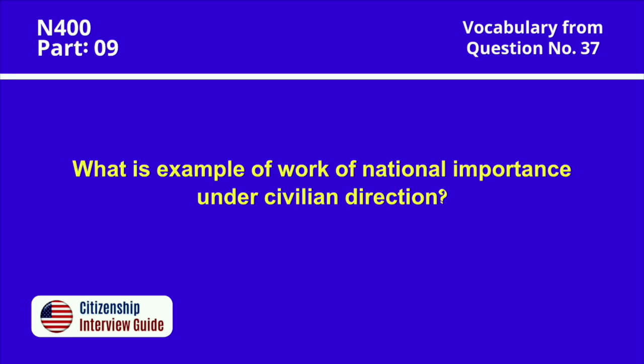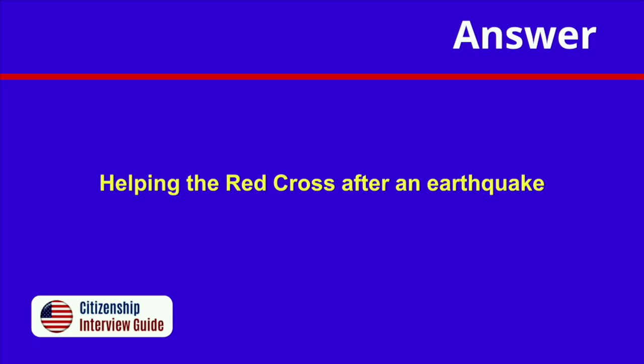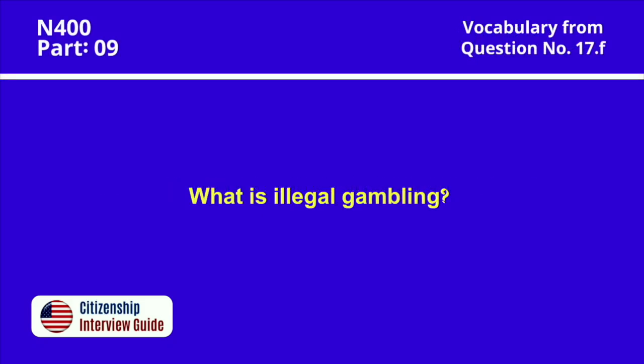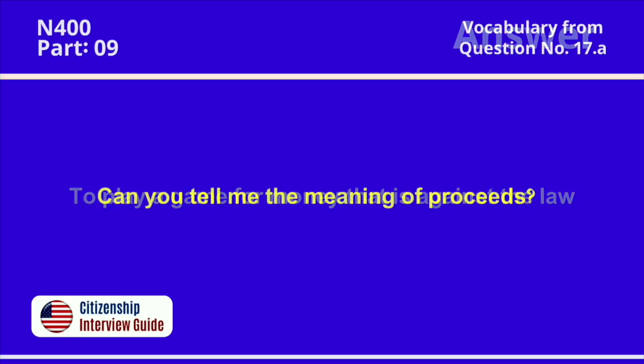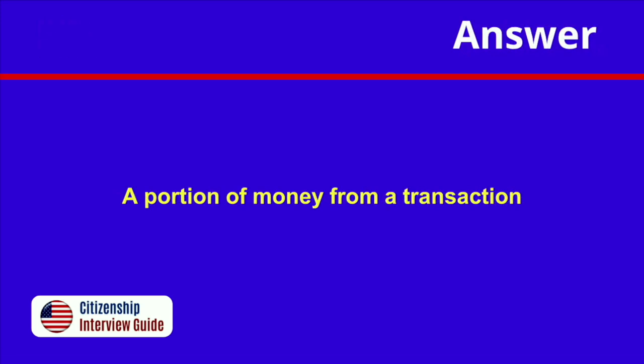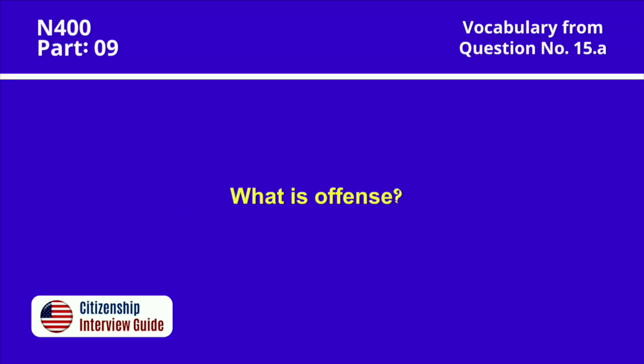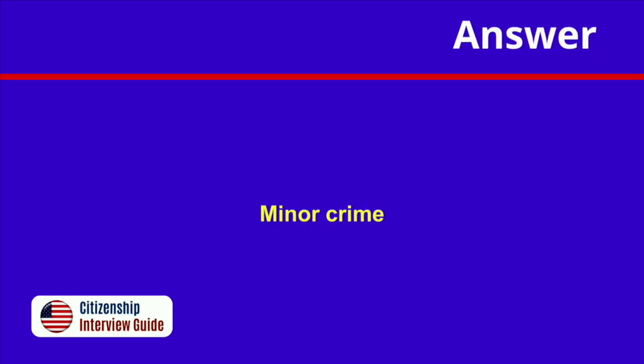What is example of work of national importance under civilian direction? Helping the Red Cross after an earthquake. What is illegal gambling? To play a game for money that is against the law. Can you tell me the meaning of proceeds? A portion of money from a transaction. What is offense? Minor crime.